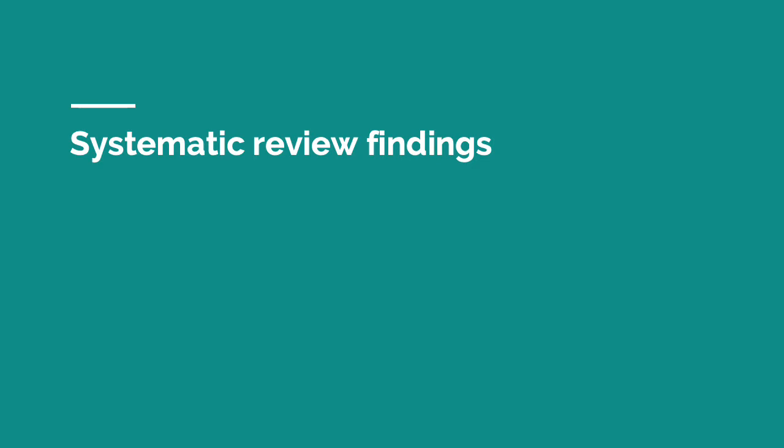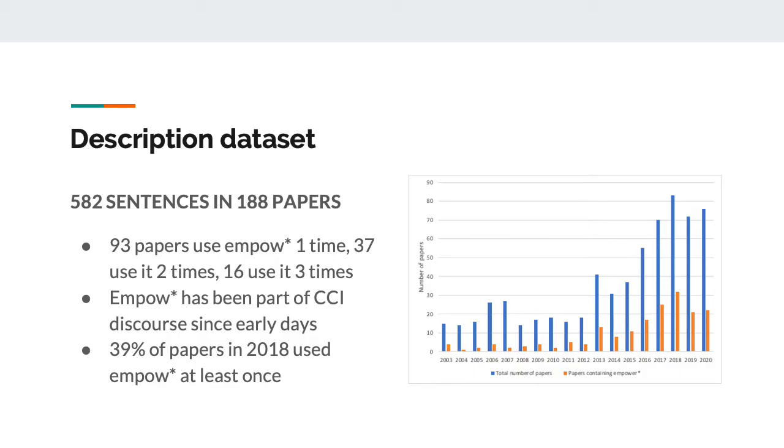Which brings us to the detailed findings. There's no time to discuss all of them, but I will just highlight a few to give you an idea. As you know by now, we analyzed almost 600 sentences in 188 papers. And important to know is that roughly half of the papers use empowerment only once.